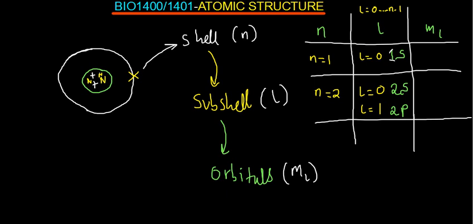And when you go to N is equal to 3, remember L is from 0 up to N minus 1. So 3 minus 1 is what? Is 2. Meaning that L is going to be 0, L is going to be equal to 1, and L is going to be equal to 2. Every time L is 0, this is called s orbital. L is 1, this is called a p orbital. L is 2, this is called a d orbital. But since they are coming from the third energy level, this is going to be 3s, 3p, 3d. Just like that.